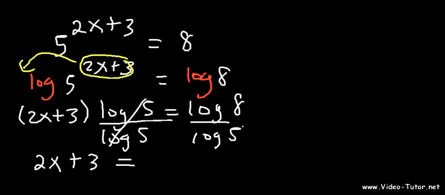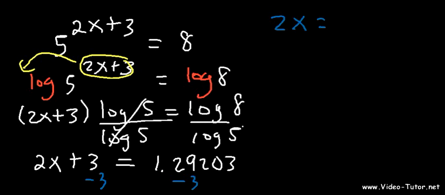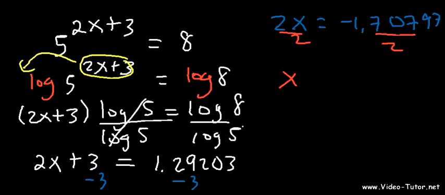And in your calculator, type in log 8 divided by log 5, and let's get the decimal answer. Don't round too early. It's about 1.29203. And now we just got to solve for x. So we just got to subtract both sides by 3. So 2x is equal to negative 1.70797. And then divide by 2. So x is equal to, now I'm going to round it, negative 0.854.